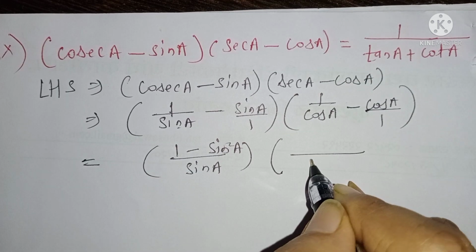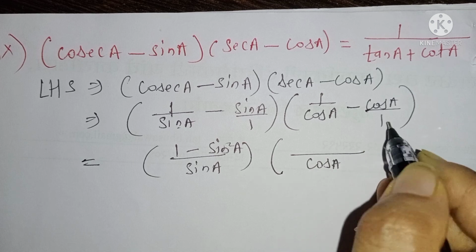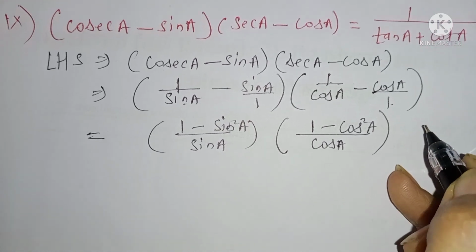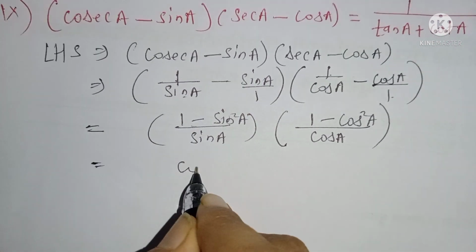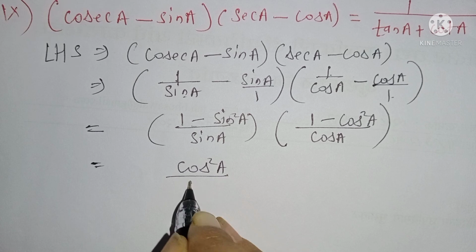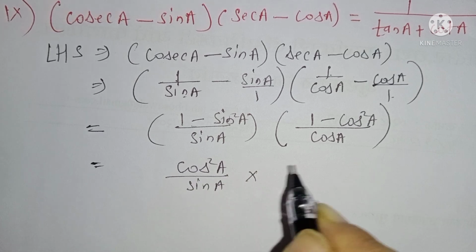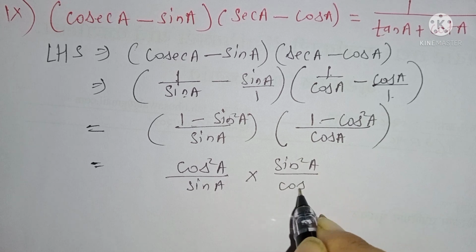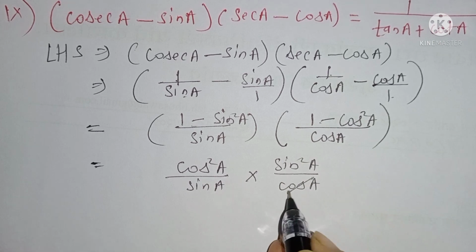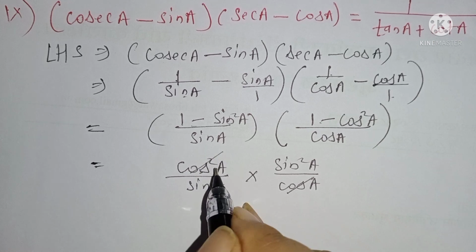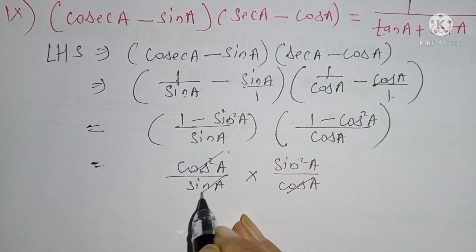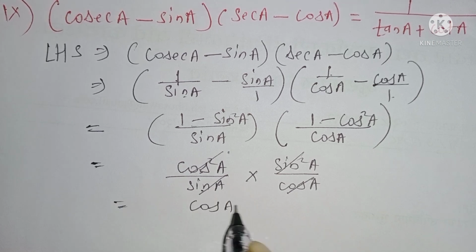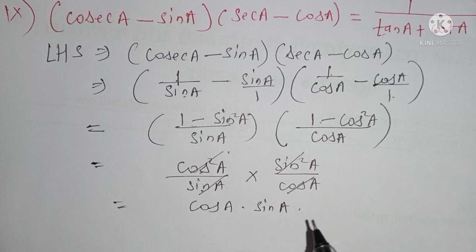Here in another bracket, write the LCM cos A. This is 1 into 1 is 1, and cos into cos square A. Now you know that 1 minus sin square is cos square A upon sin A, multiplied by 1 minus cos square is sin square A upon cos A. Now this cos and this cos will get cancelled. Here we'll be having one cos, and this sin will cancel with this sin, and we have cos A multiplied by sin A, isn't it?